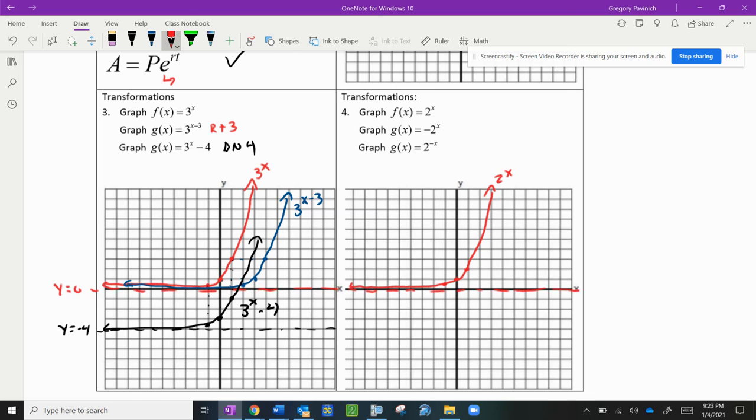Remember, if I have a negative out in front, that is an x-axis reflection. So I'm just going to reflect across my x-axis. That does not change my asymptote. And I'm just going to be approaching it from underneath. This is -2 to the x.